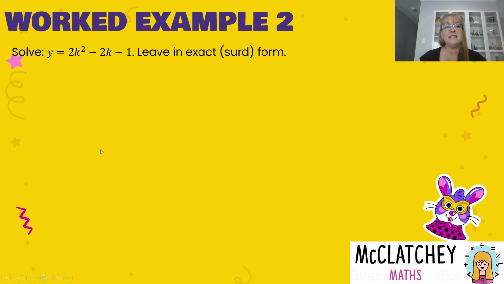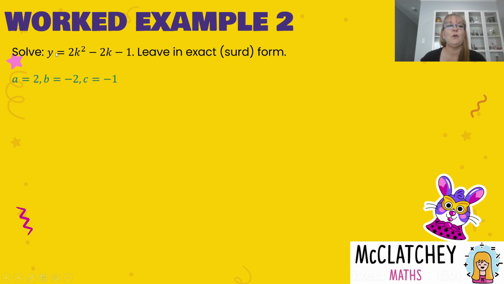Okay, now this time we're not going to worry about the discriminant so much. We're told to solve this using the quadratic formula and to leave that answer in exact surd form, which when we get to that answer, that will make more sense. So in other words, we're not sticking it in the calculator and getting decimal places.